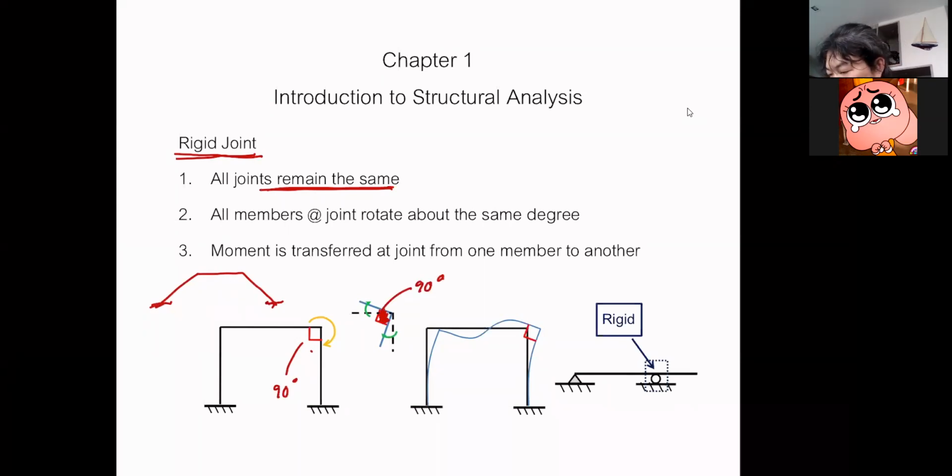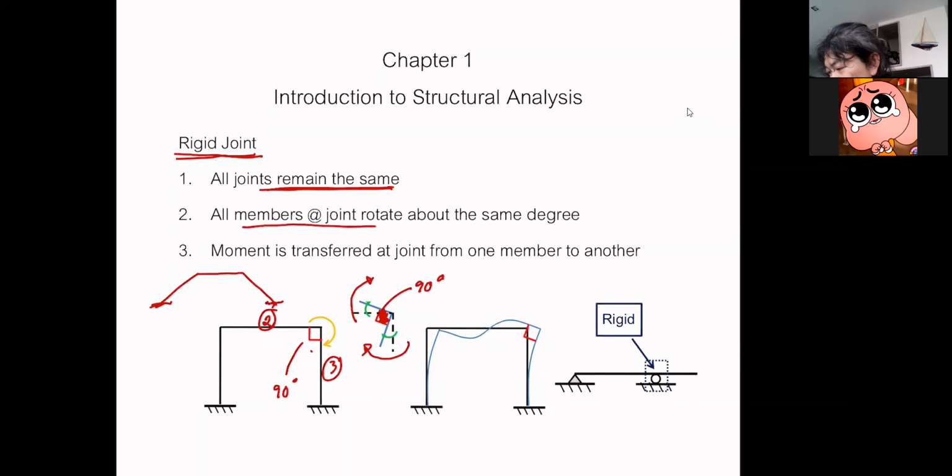Meaning, if this member, let's call this member number 2, and this member number 3, if member number 2 rotates by 0.1 radian clockwise, member number 3 will also have to rotate by the same amount, 0.1 radian, clockwise as well, to maintain the rigidity of the connection.